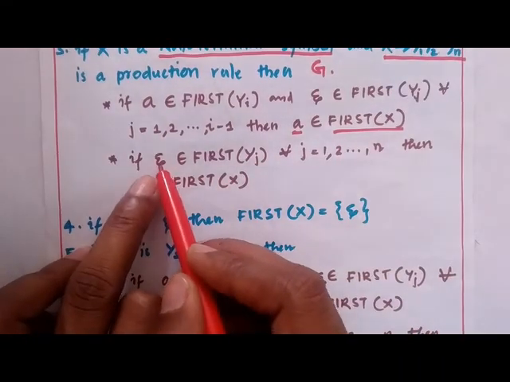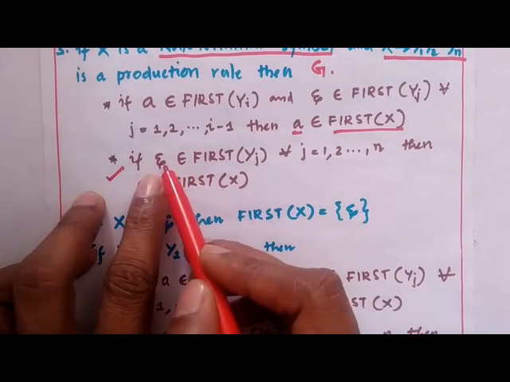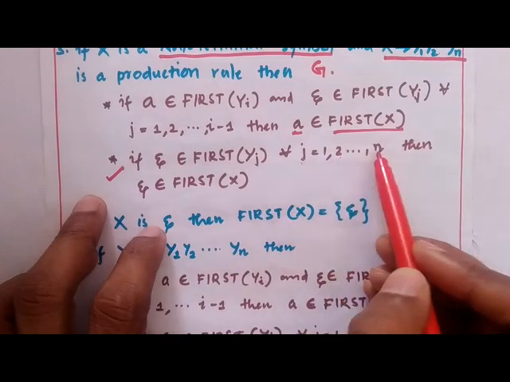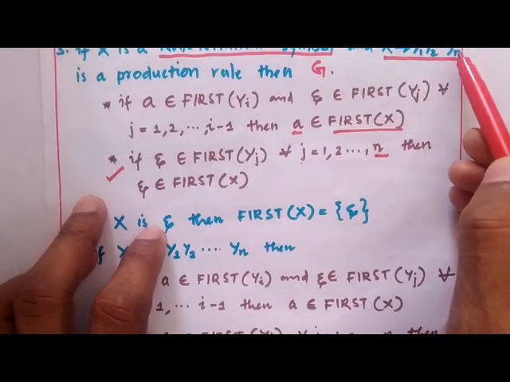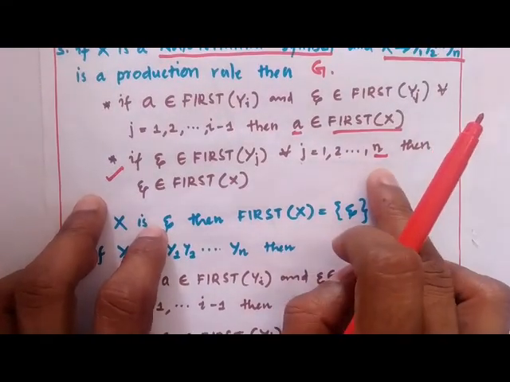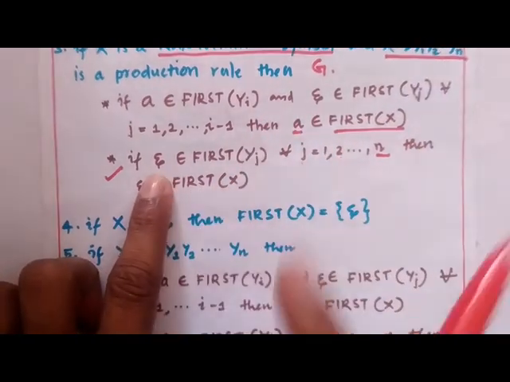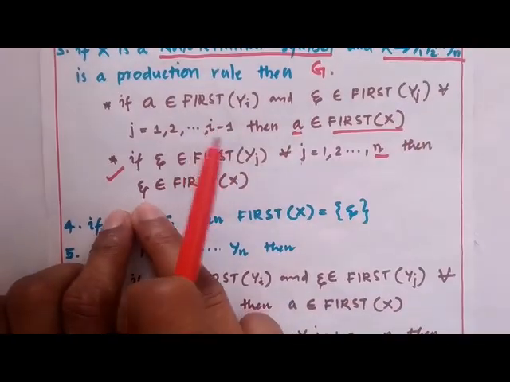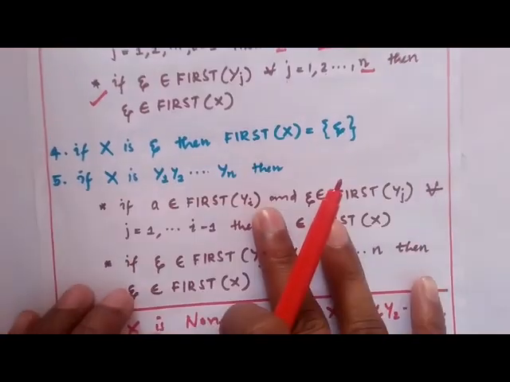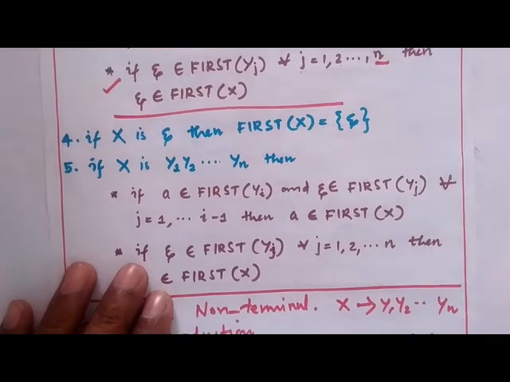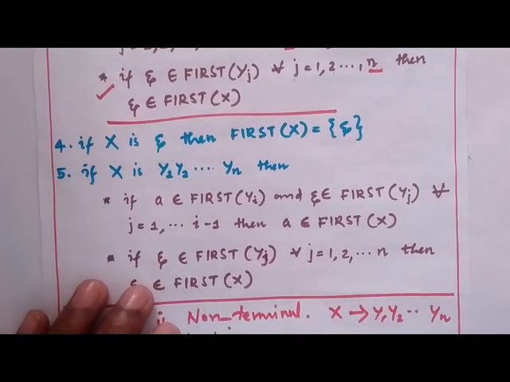See, look at here, this is what is indicating: epsilon is present in first of yj, where j is from 1, 2, 3, etc., n. That means all first of yj, j from 1 to n, we need to compute. So, if epsilon is there everywhere, then we can add epsilon into first of X. This is the third rule. And look at the fourth rule.